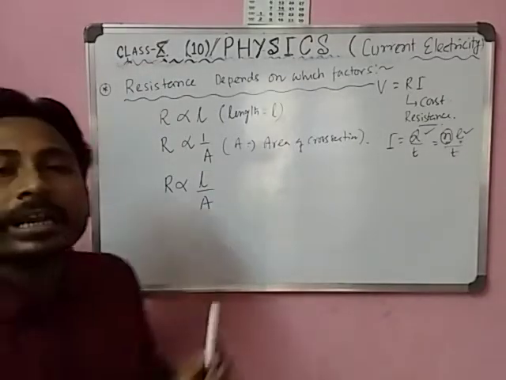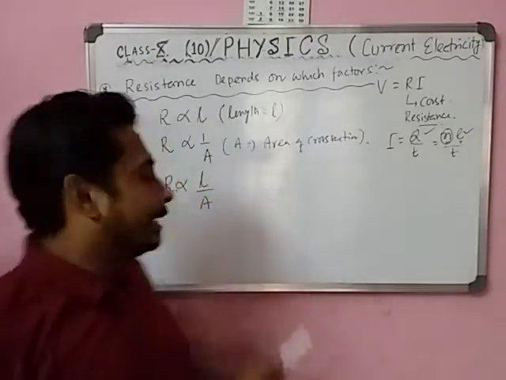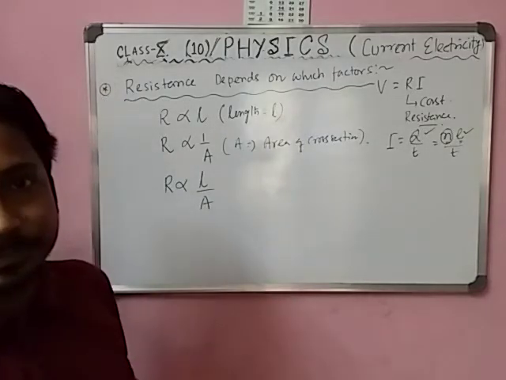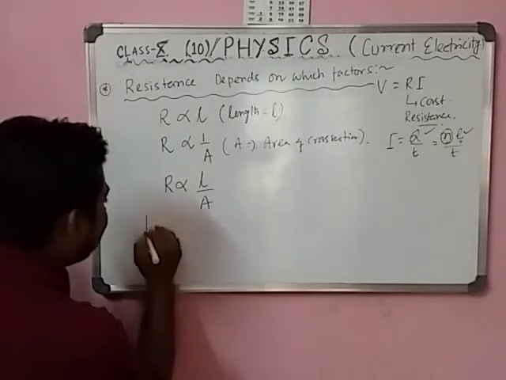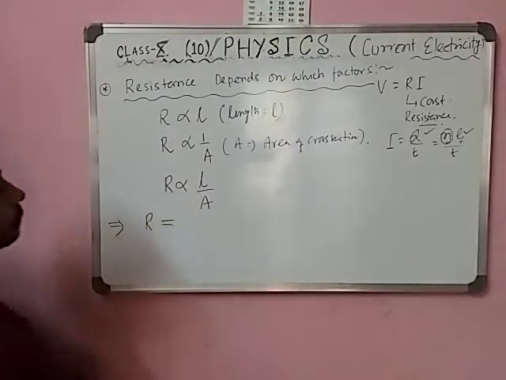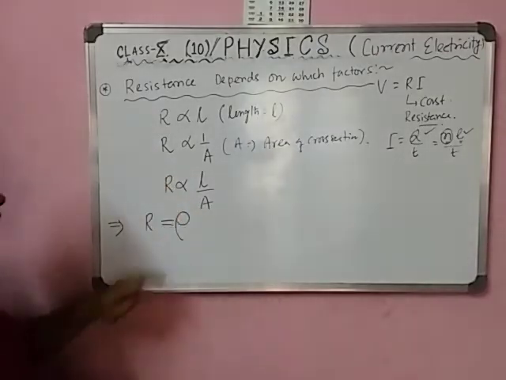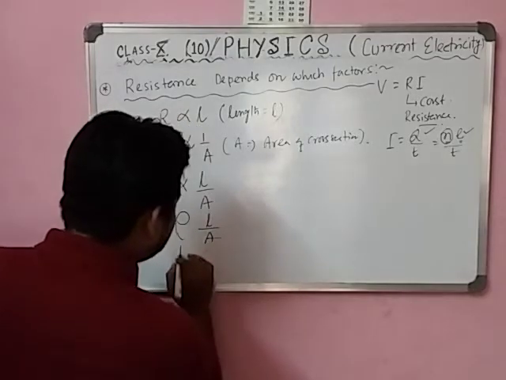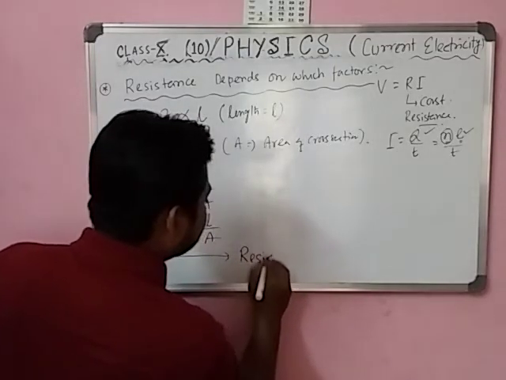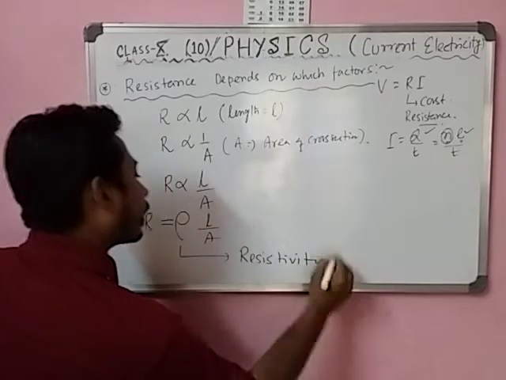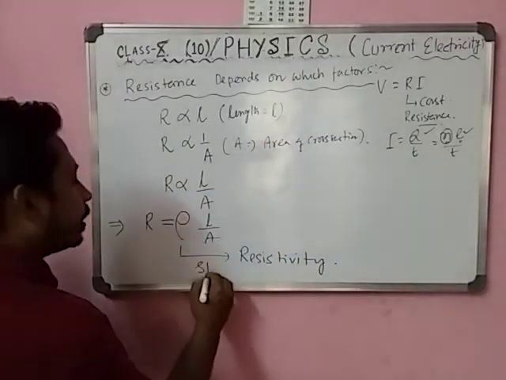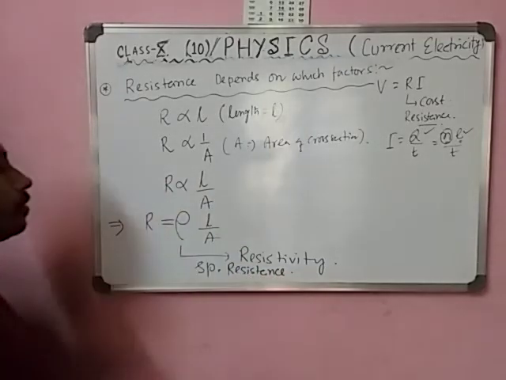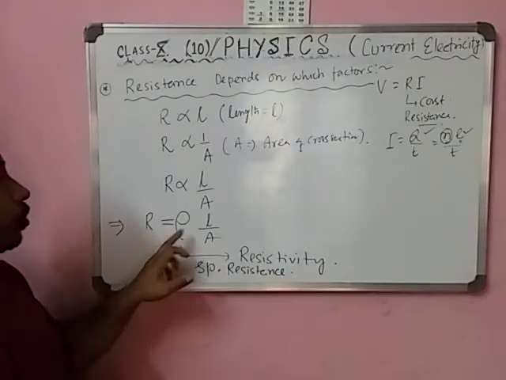L means length, A means area of cross section. If you want to remove this proportion with the help of a constant, then you can write R is equal to some constant called rho, L by A. This rho is called resistivity, or sometimes called specific resistance. Understood? So R equals rho L by A.